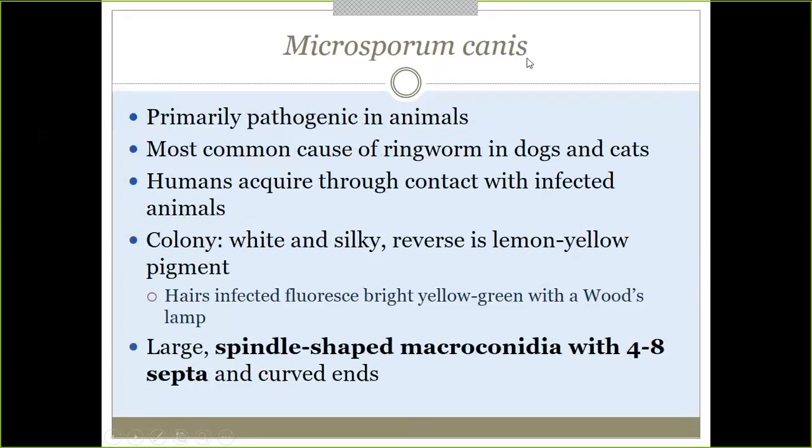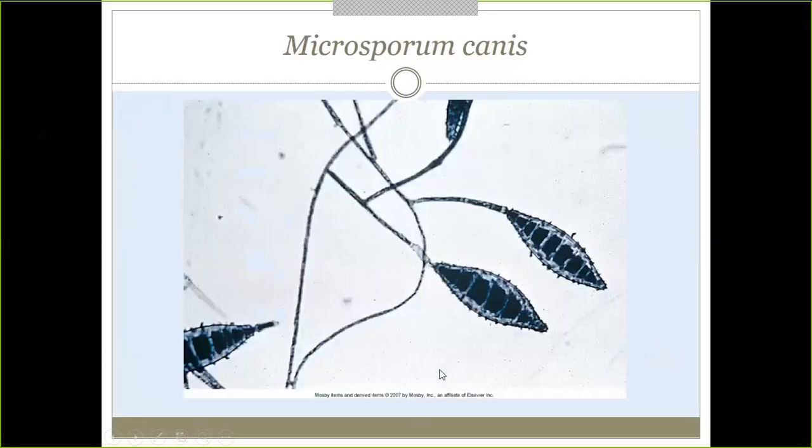So we're going to start with Microsporum canis. It's pretty much mostly in animals, but it is the number one cause of ringworm in dogs and cats, and thus the canis for the dogs. Humans can get this from contact with their infected animals, and they do. So I definitely need you to know Microsporum canis. And the big key part is what's bolded at the bottom here. Under the microscope, it has these spindle-shaped macroconidia with 4 to 8 septa and curved ends.